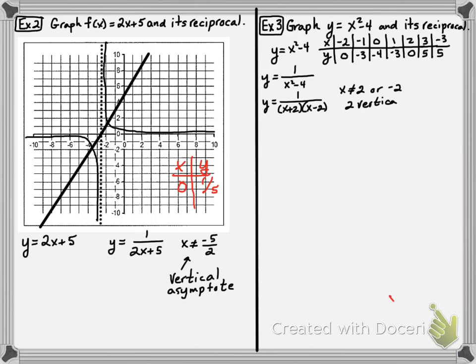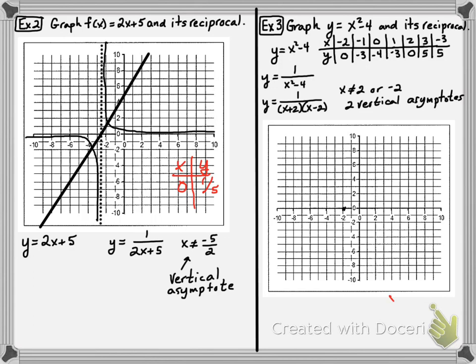I can also factor the denominator, and when I factor the denominator, now I can see that x cannot equal 2 or -2, so that tells me that there are going to be 2 vertical asymptotes. So I'm going to draw those in before I draw my curve. There's my original function. I draw in my asymptotes with those red dots because I don't have the ability to draw in dashed lines. And then when I plot some points, that's what my curve is going to look like. So the black curve is our original function, y equals x squared minus 4. Its reciprocal function is the red line, not including those red dots.